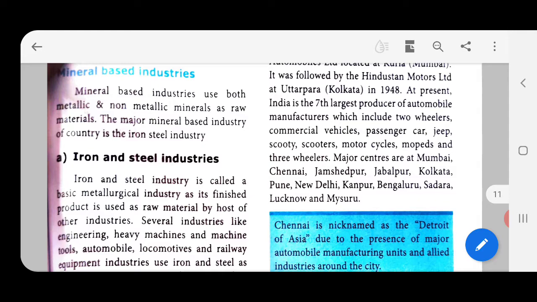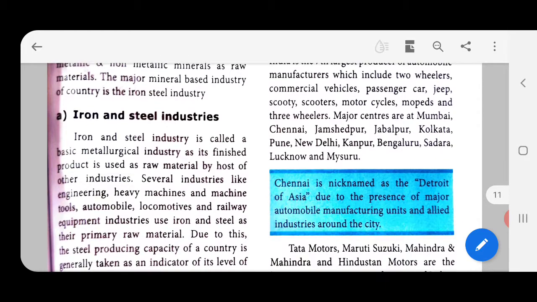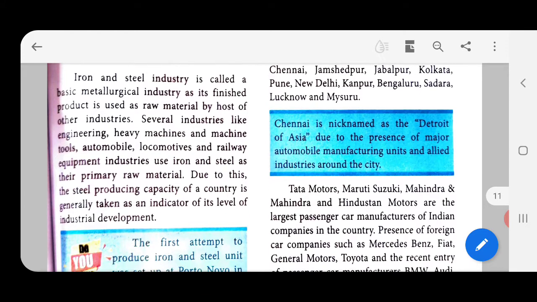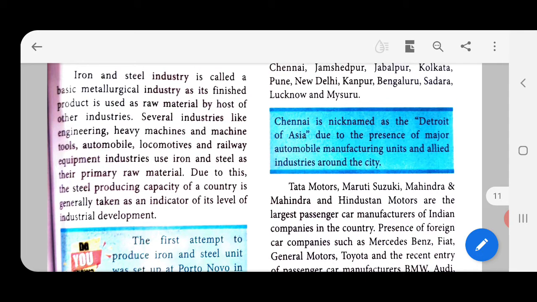The major mineral based industry of the country is the iron and steel industry, which is irumbu, iron and steel industry. Iron and steel industry is called a basic metallurgic industry, as its finished product is used as raw material by a host of other industries. So, why do we use this? To build some other things, right. So, this is the basic material used for other industries as well.